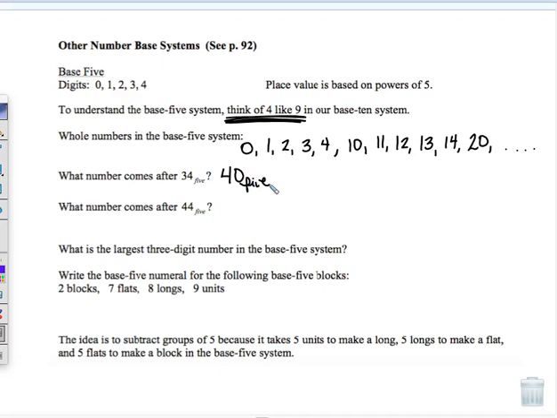If I say what number comes after 44, I want you to think. There's no such thing as a 5. We can't say 50 base 5. The largest digit is 4. We're about to have 5 tens, and 5 of anything moves us up a place value. So after 44, we would have the number 100, base 5.